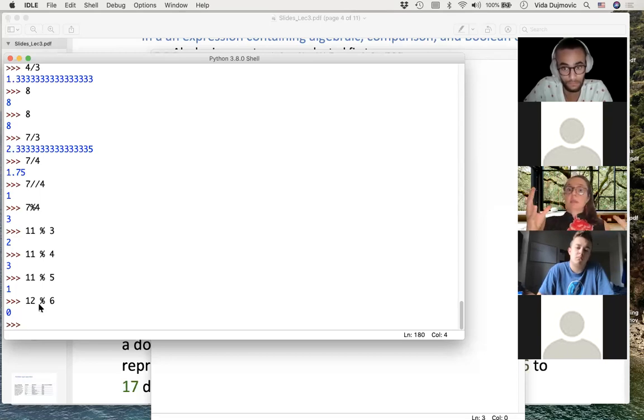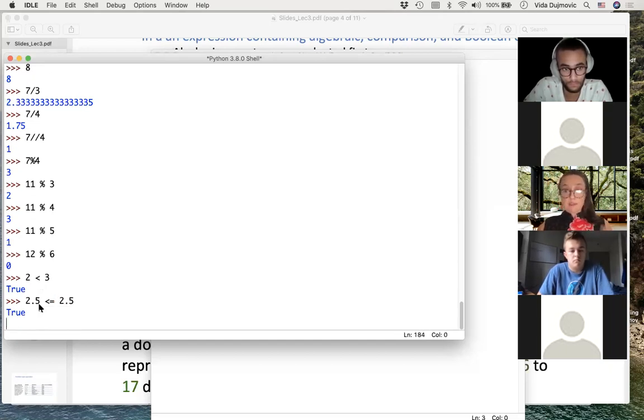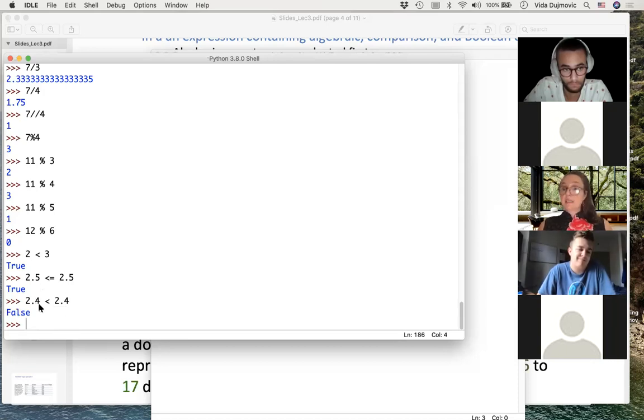What else can you do with numbers? Numbers can be compared, okay? So it knows the standard comparison operations. So you're asking is 2 less than 3, it's giving you true, okay? Is 2.5 less than or equal to 2.5? Hopefully you know that this is true. Okay, and let's say 2.5 strictly less than 2.4, that is false, okay?